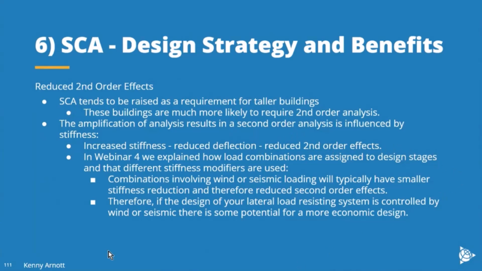Again, in webinar 4, we explained how the combinations in the different design stages have different stiffness modifiers. Combinations involving wind or seismic loading will typically have smaller stiffness reduction, i.e. they will be stiffer and therefore have reduced second order effects. So if the design of your lateral load resisting system is being controlled by wind or seismic, there is this small potential for a more economic design.